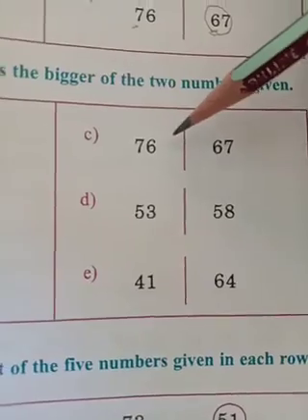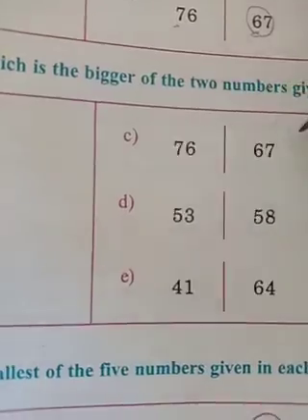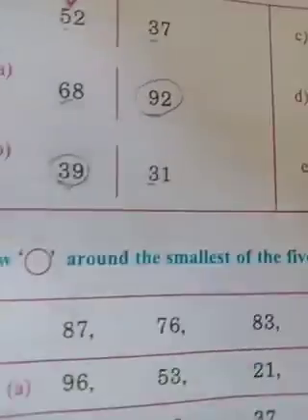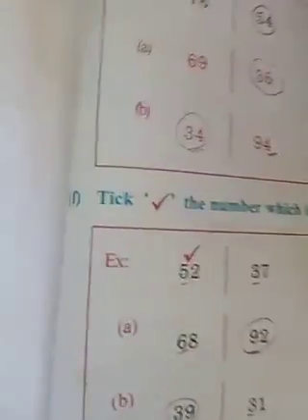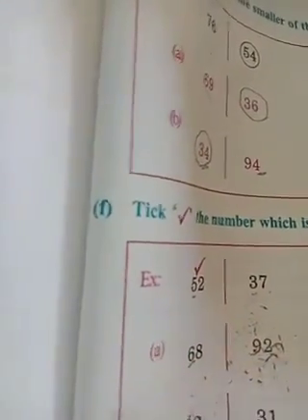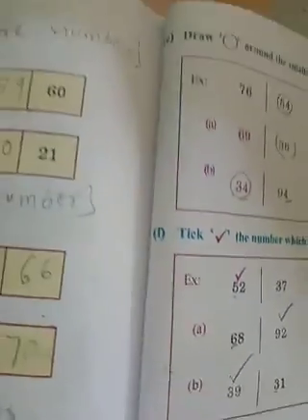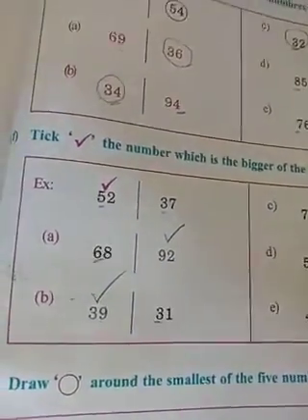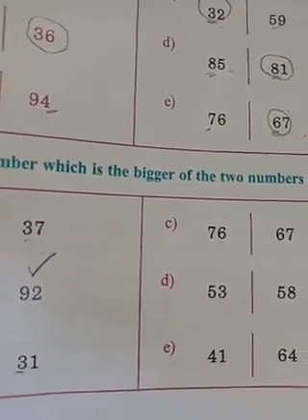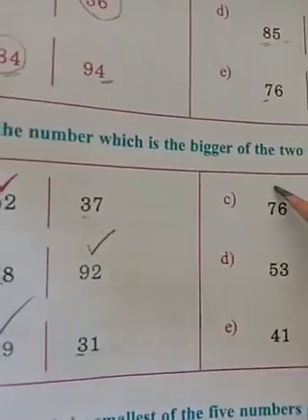See here, 76, 67. Same numbers only, here also same. So in this, which number is big? Wait, children. So don't circle it. You keep a right mark only. I was forgetting, children. So you keep a right mark. Which number is big, that number you keep a right mark. So here 76 or 67. Which number is bigger? 76 only? Yes. Keep a right tick.